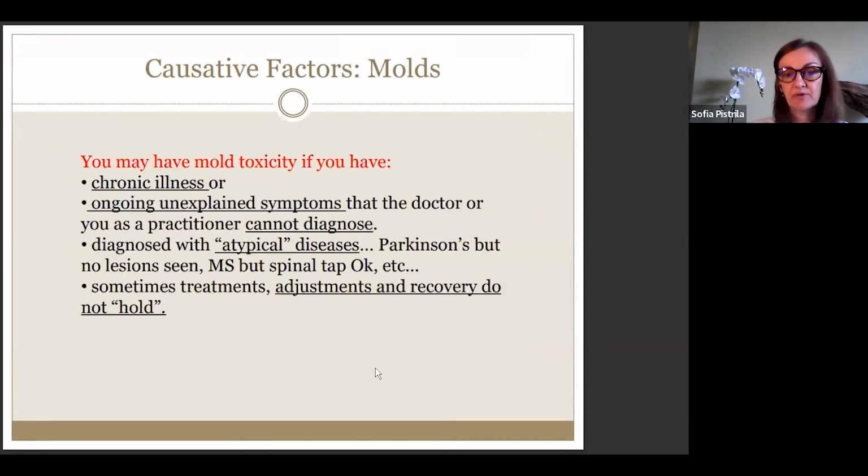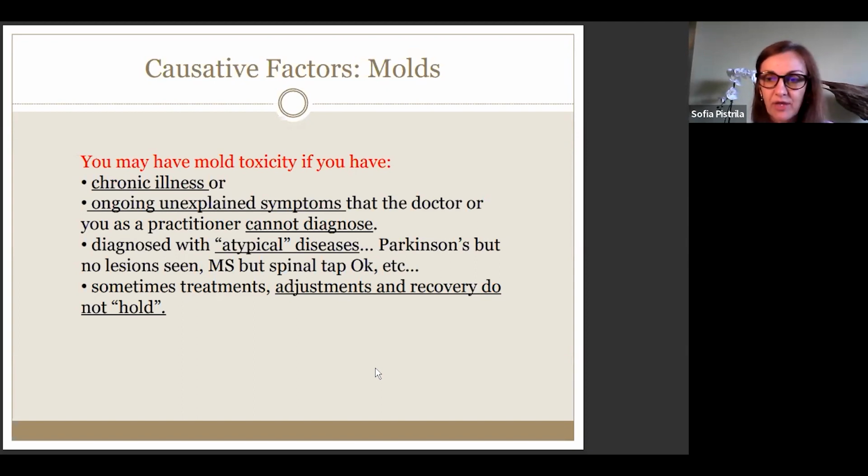Molds, I put them separate. So yeah, these are pathogens. I put them separate because there's a lot to talk about them. You may have mold toxicity if you have a chronic illness, or ongoing unexplained symptoms that the doctor or your practitioner cannot diagnose. And this is a big, big tip for you as a practitioner.